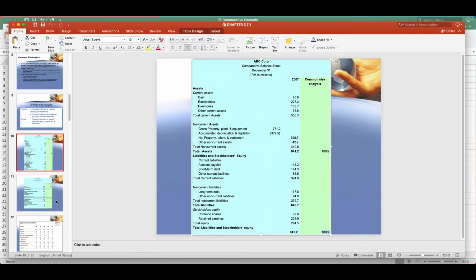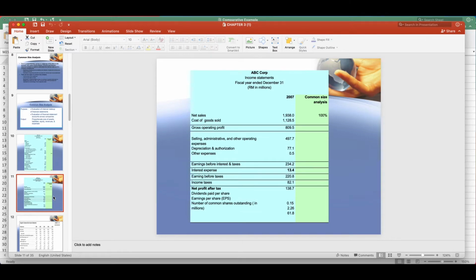Okay, next, this is the common size for the income statement. For the income statements, we are going to make the net sales 100%. And then we are going to calculate the cost of goods sold, 1128.5, we divide by the net sales 1938. We get the proportion, what percent cost of goods sold is of net sales. And then how many percent the gross operating profit is out of the net sales.